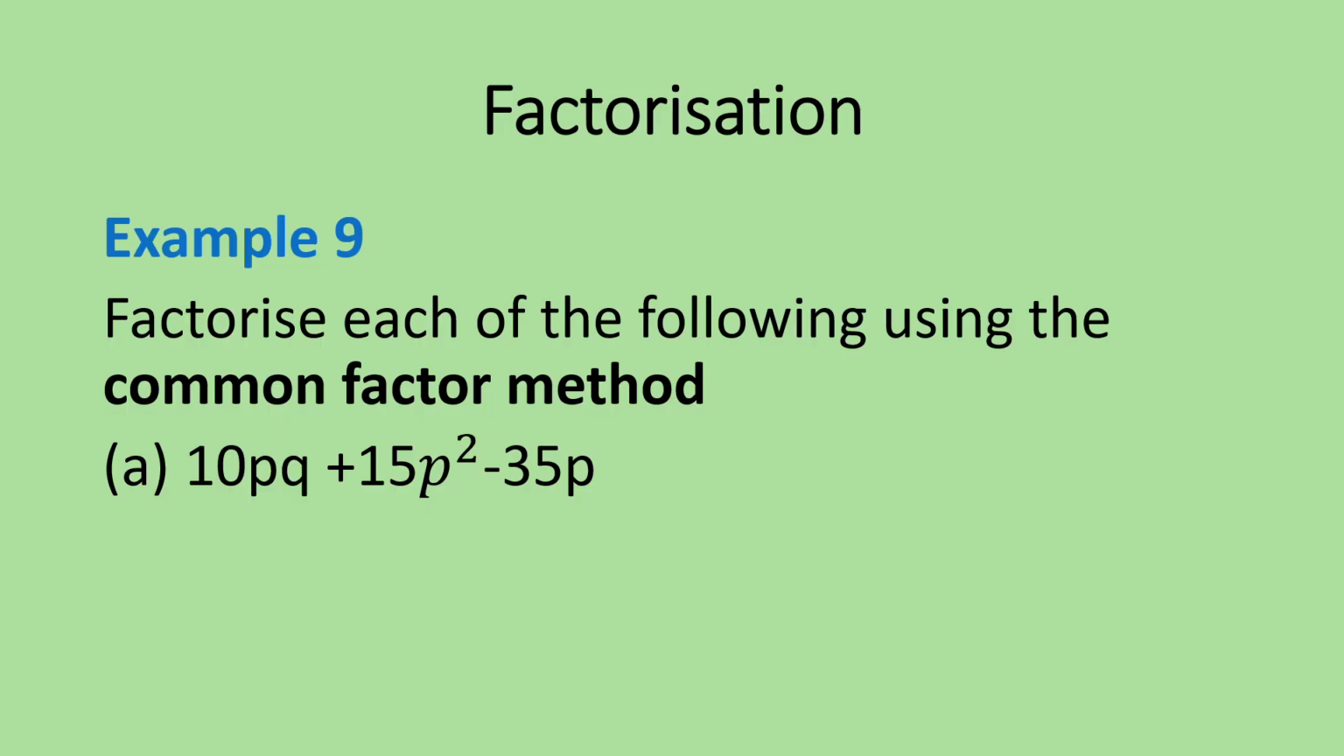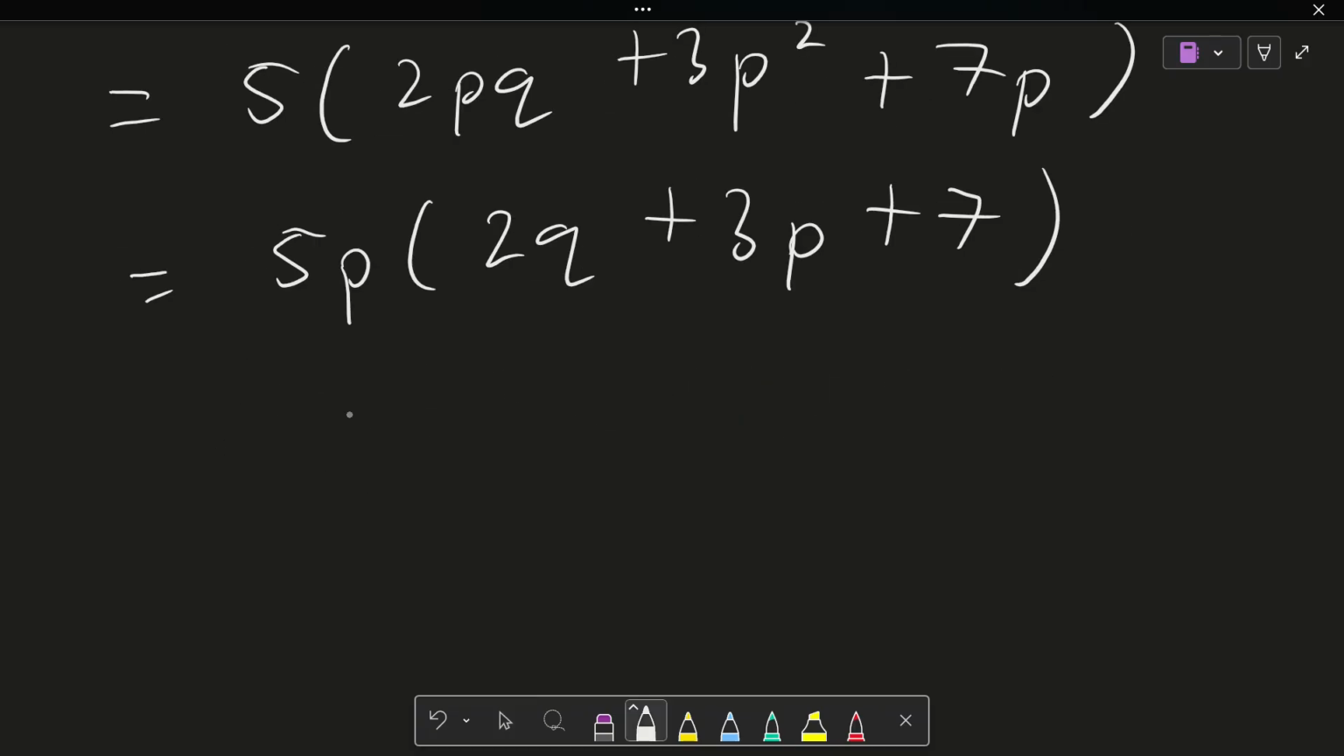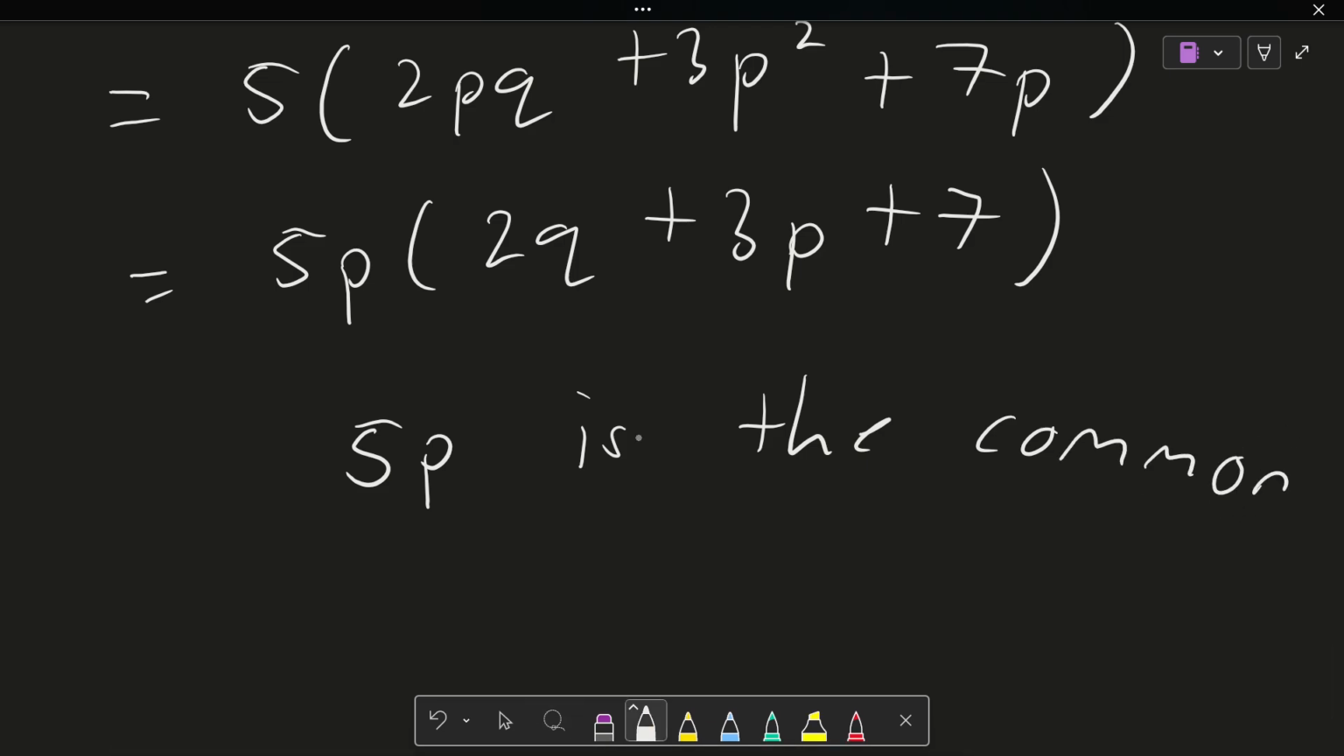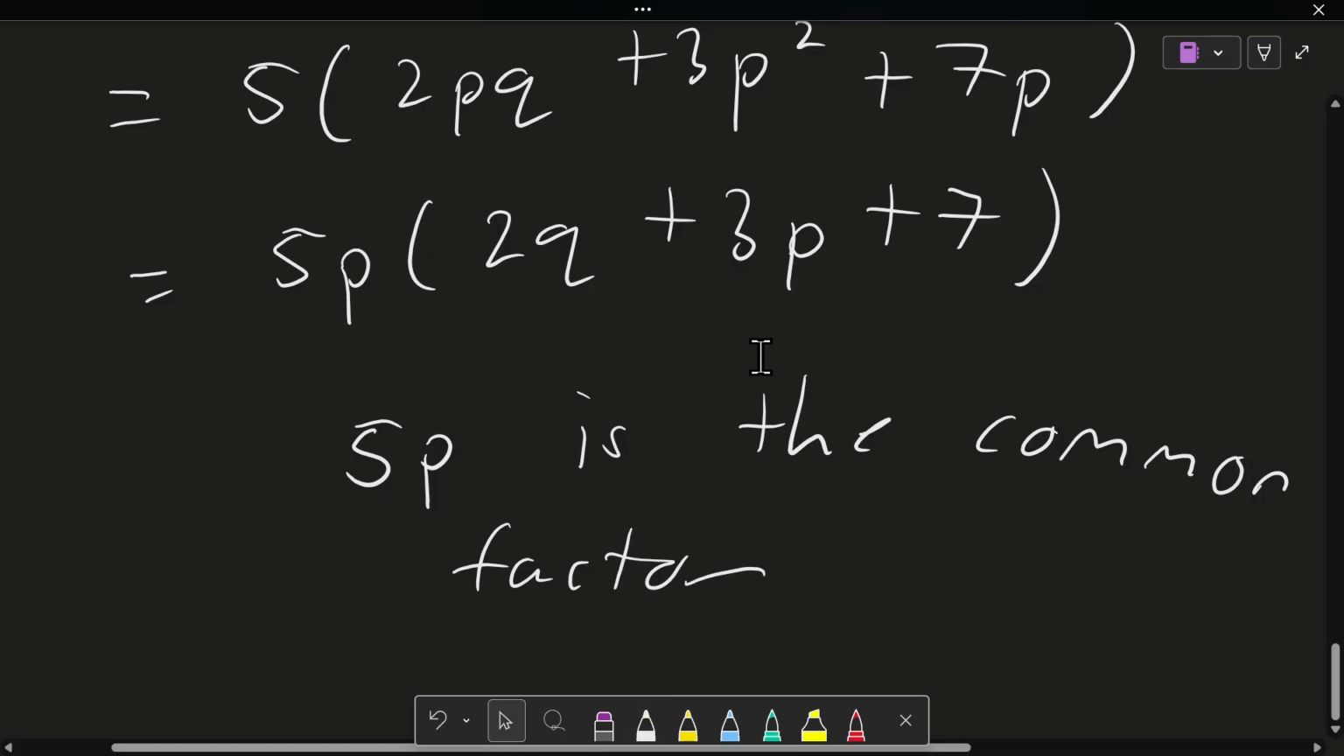Okay, so the common factor here is 5p. Okay, 5p is the common factor.